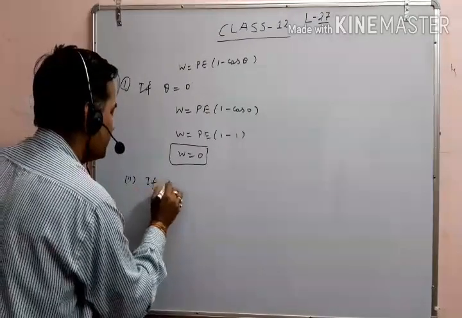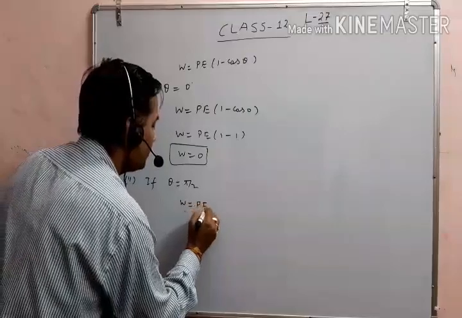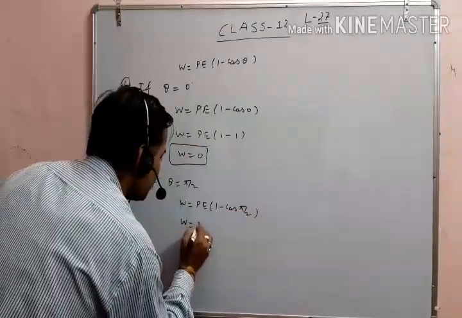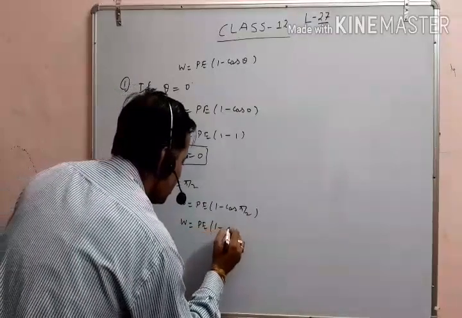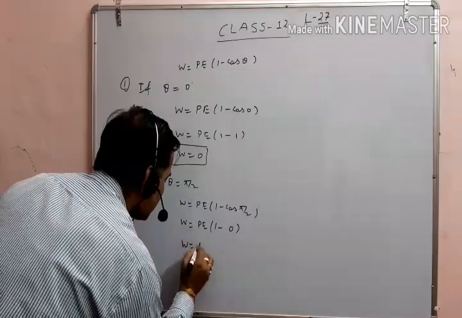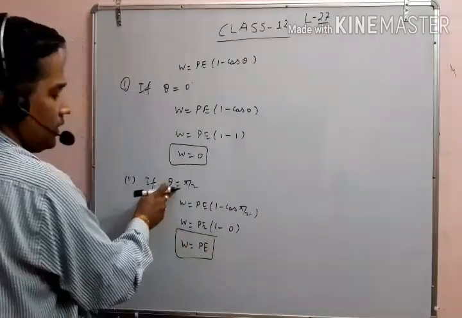Now second, if theta is 90 degrees, then work done becomes PE times 1 minus cos 90 degrees. All of you know cos 90 is 0, so work done is equal to PE. This is the work done in the case of 90 degrees.